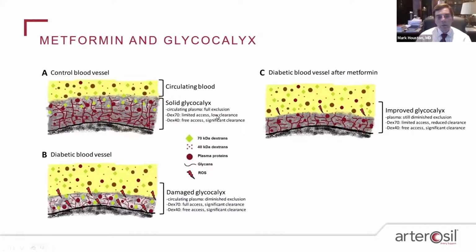This is some data on metformin and the glycocalyx. So there's three things I want to show you here. One is a control blood vessel, which is shown in A, very healthy glycocalyx and endothelium. Then we have the diabetic blood vessel. Now you can see the glycocalyx is beginning to be very damaged. You've got a lot of oxidative stress compounds. And then the diabetic blood vessel after metformin, which you can see does restore partly back to normal.